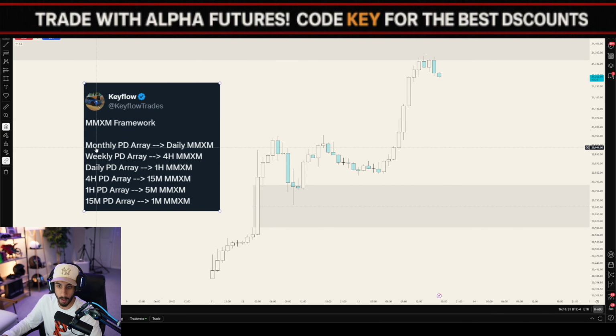Obviously, this is not really going to apply to the day traders. Weekly fair value gap lines up with a 4-hour buy or sell model. Daily PD array lines up with 1 hour, 4 hour to 15, 1 hour to 5, and 15-minute to 1. These last three are going to be the more important ones that you want to focus on. The 1 hour and the 15-minute, occasionally the 4 hour, are going to be the ones that you're going to use in your day-to-day trading.